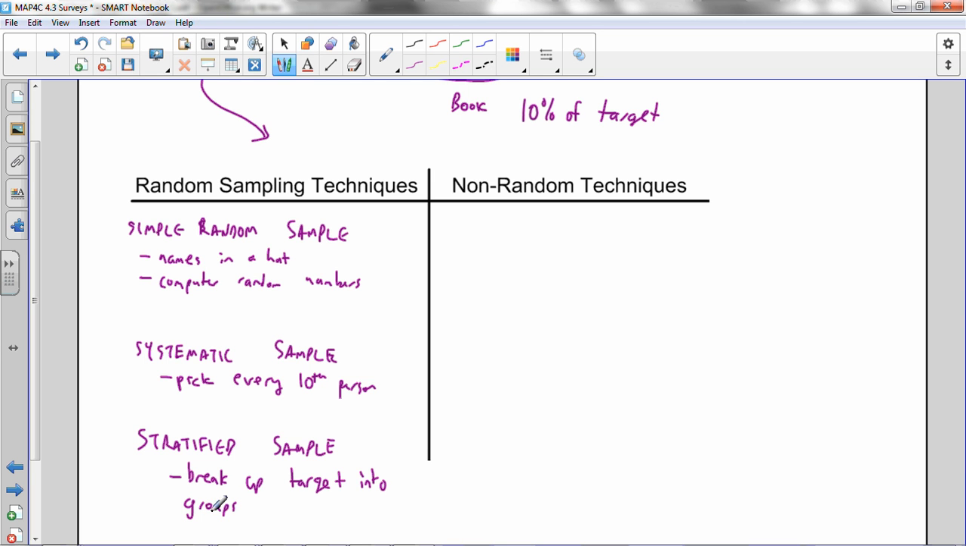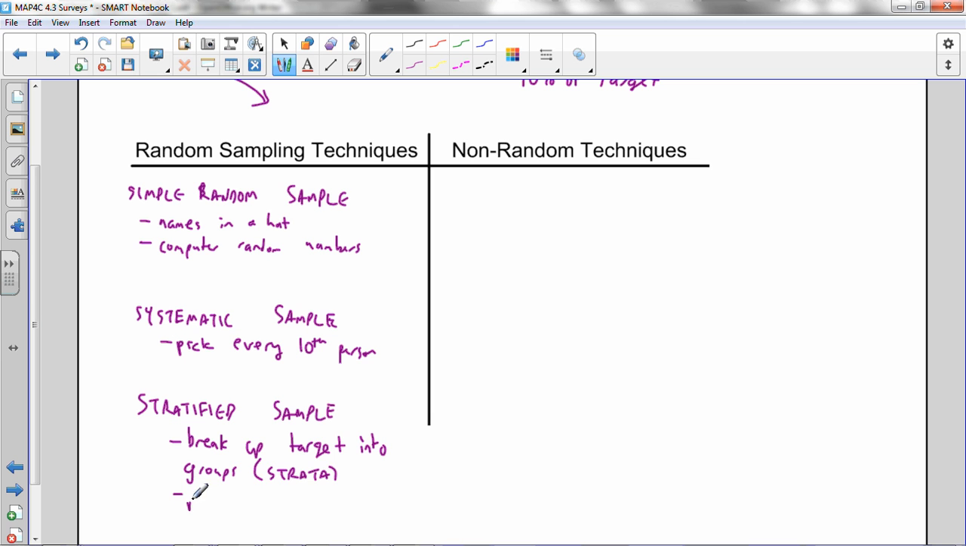And these don't have to be the same size groups, and that's what the groups are called, strata. And then we pick a proportional amount. I'm just going to put a percent, pick a percent for the sample. So if we know that, for instance, 25% of the kids at Northwestern are in grade 9, that means 25% of our sample should be grade 9ers.